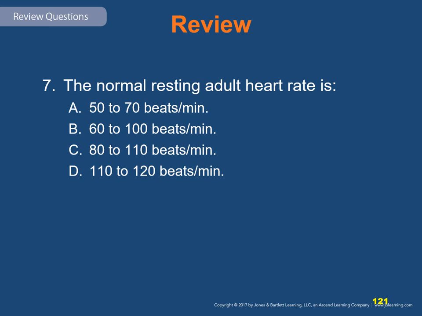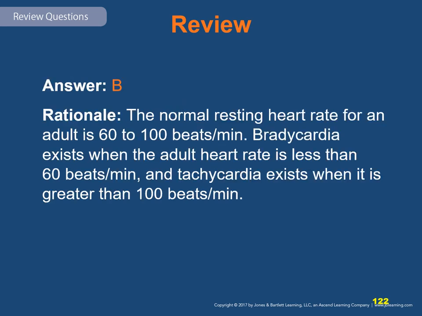Question 7. The normal resting adult heart rate is 50 to 70 beats per minute, 60 to 100 beats per minute, 80 to 110 beats per minute, or 110 to 120 beats per minute. This is really important for you to remember. So let's see what the correct answer is. B. The normal resting heart rate for an adult is 60 to 100 beats per minute.